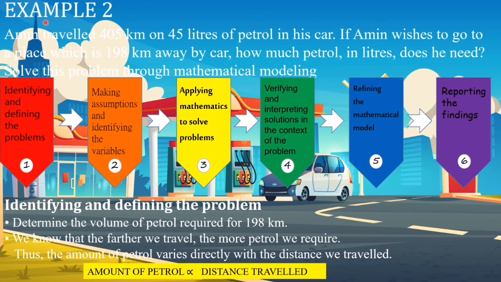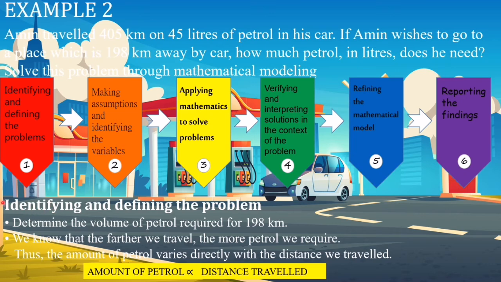Example 2, the question is: Amin traveled 405 km on 45 liters of petrol in his car. If Amin wishes to go to a place which is 198 km away by car, how much petrol in liters does he need? Solve this problem through mathematical modeling. So in this case, we need to use 6 important components in mathematical modeling to solve this problem.